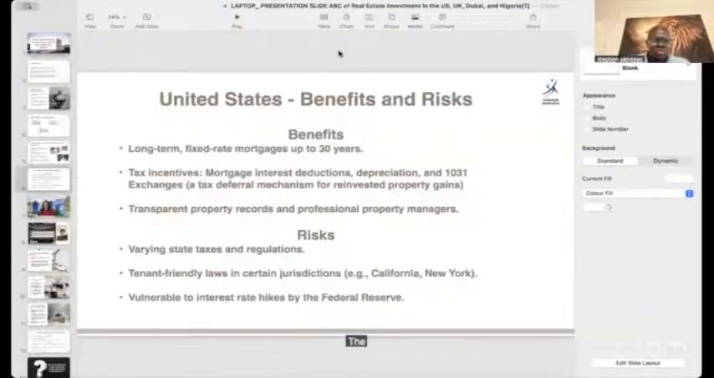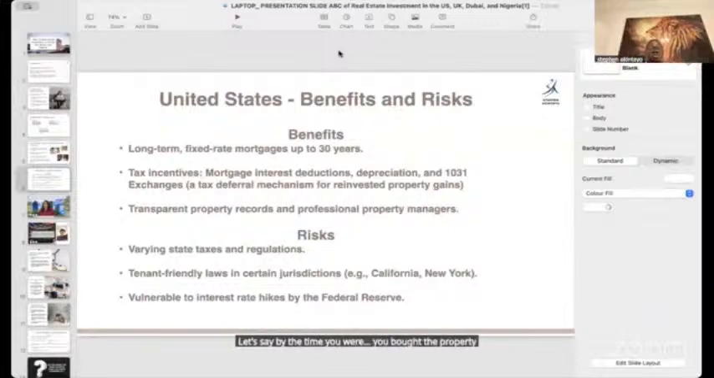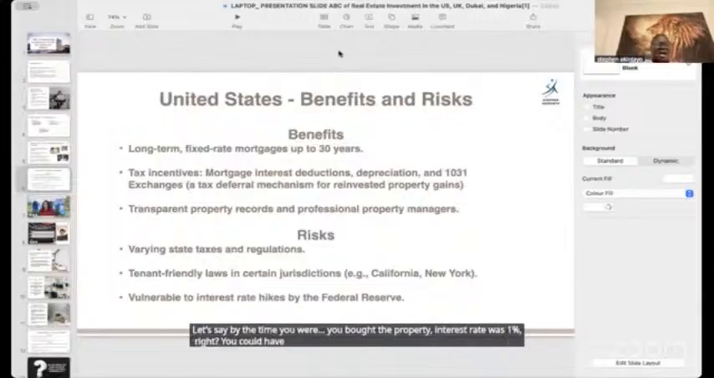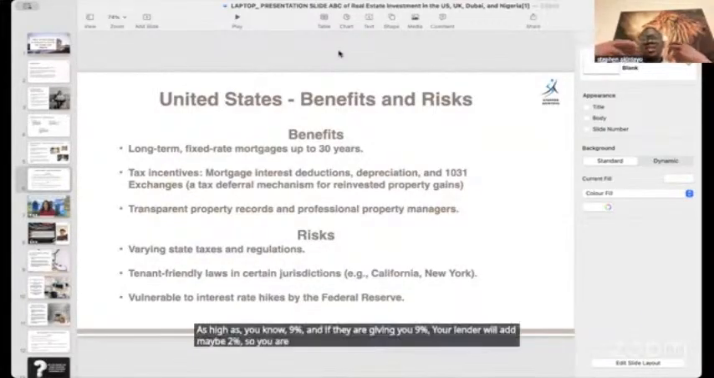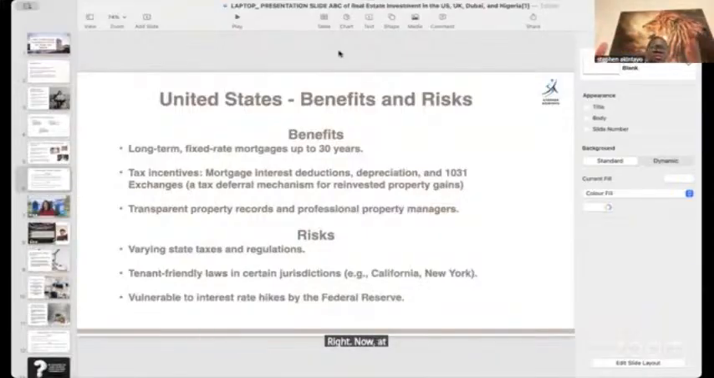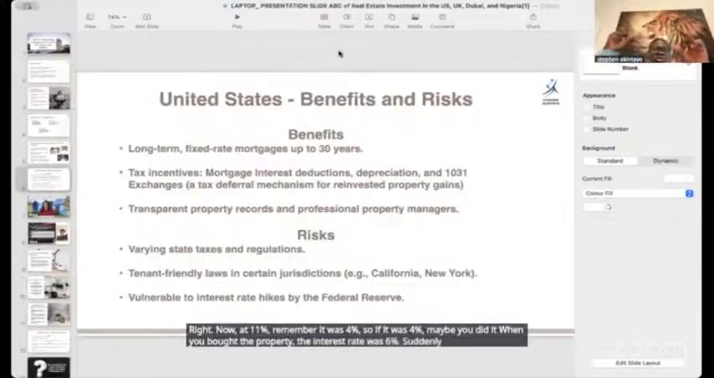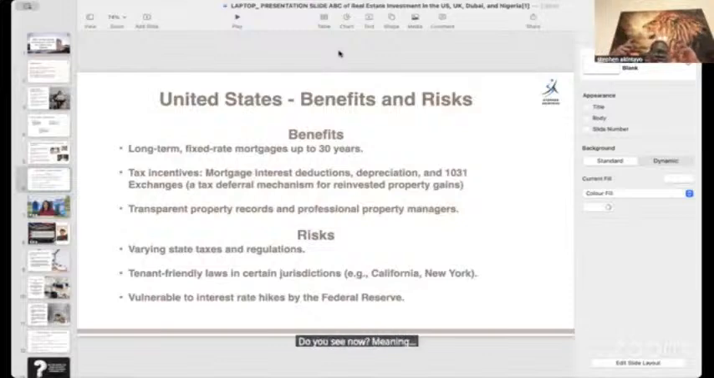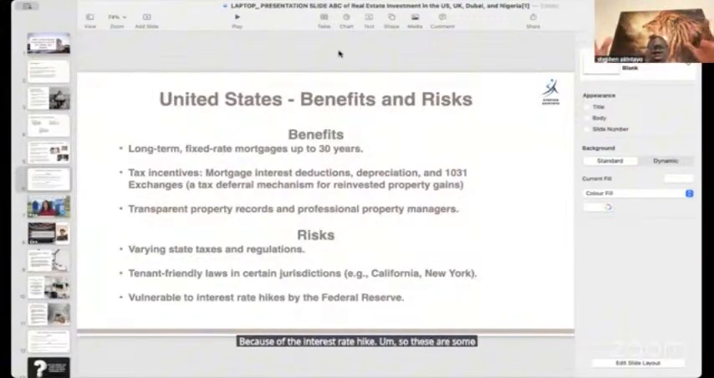You're also vulnerable to interest rate hikes by the Federal Reserve. Because you're doing a mortgage, you took a loan of 70% for the property you're buying. Let's say by the time you bought the property, the interest rate was 4%, right? You could have an interest rate hike as high as 9%, and if they are giving you 9%, your lender will add maybe 2%, so you are getting 11%. Remember it was 4%, or maybe 6% when you bought the property. Suddenly it's almost double. Meaning the interest on your mortgage doubles. So if you were supposed to be paying 2,000, you are now almost paying 4,000 because of the interest rate hike. So these are some of the risks when it comes to investing in the US.